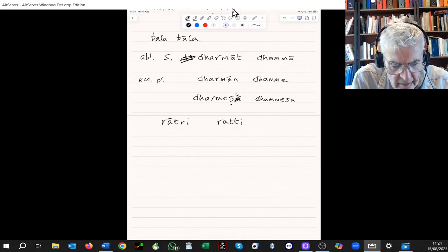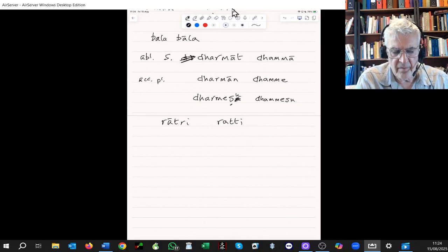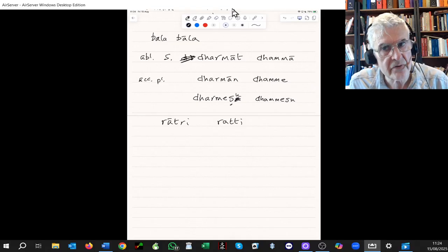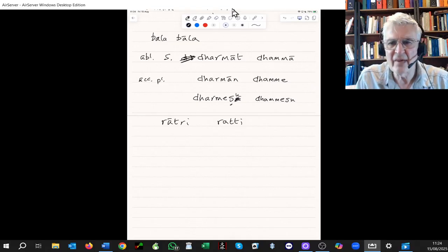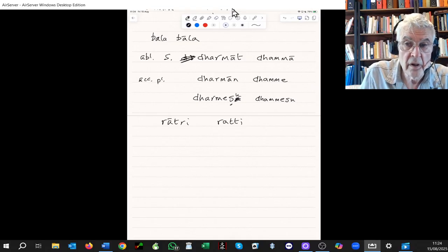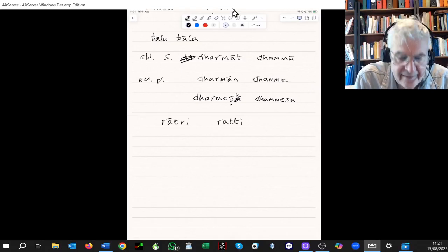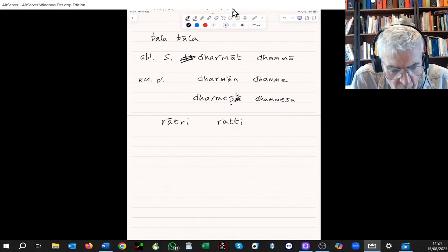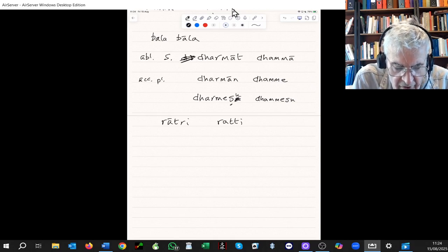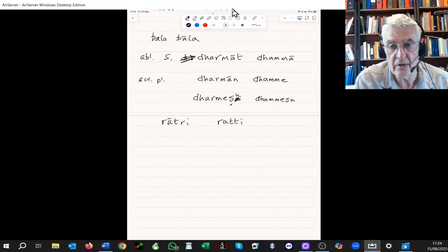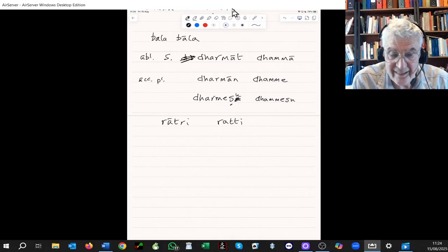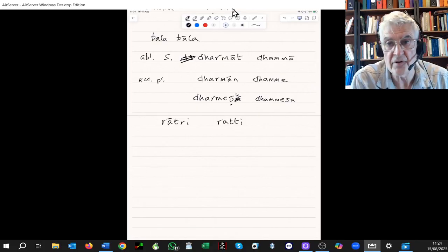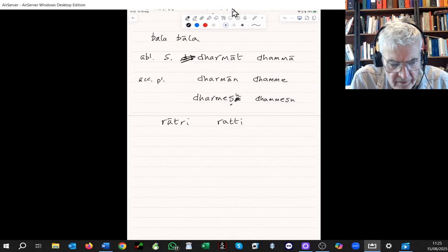Genitive, dative, instrumental, ablative. You'll see they're all different in Sanskrit, mostly different in Sanskrit, but they've kind of merged into one form in Pali. It's rattiya for all of those five cases, with the exception that in the locative you can have rattiya or rattiyam. Both forms you will find. And vocative, ratti, same as the nominative here.